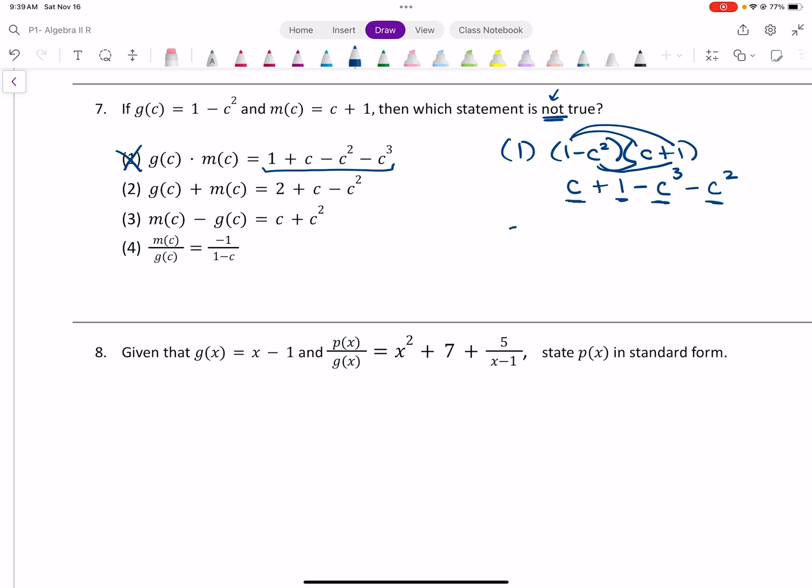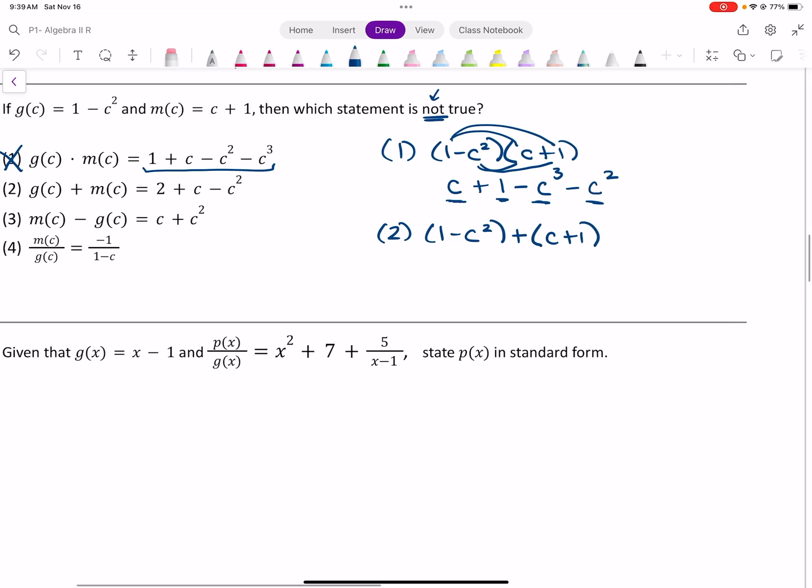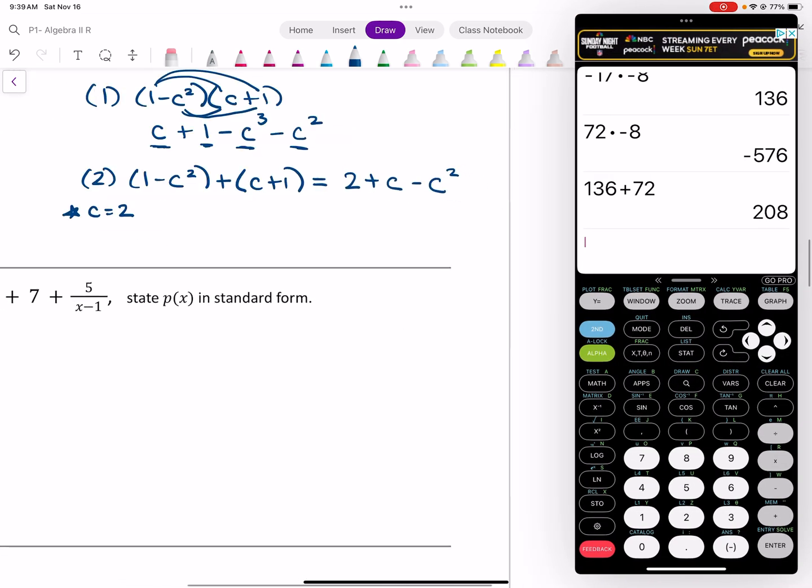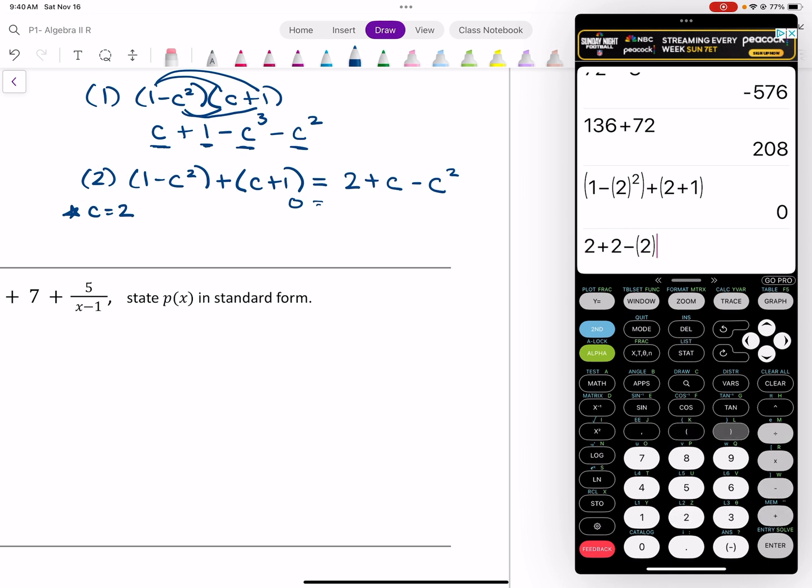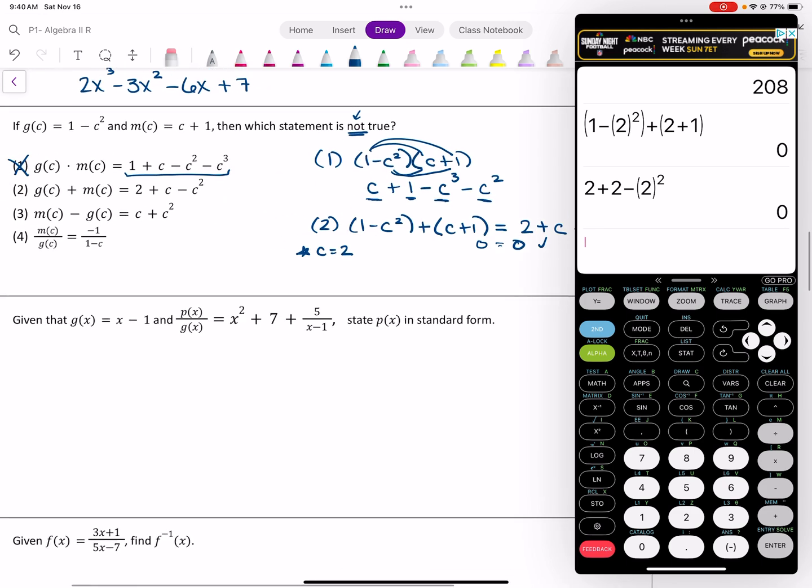So to show you the SAT trick for number 2, setting up, it's 1 minus c squared plus c plus 1. And we want to see if that is equal to 2 plus c minus c squared. So remember my little SAT trick? You could pick a number and plug it in for the variable. We're using c's here. So plugging in 2: 1 minus 2 squared plus 2 plus 1. There's the left side. I get a 0 out. Do I get the same thing when I plug it in on the right? I do, which means that they are equal. It is true, so it is not answer choice 2.